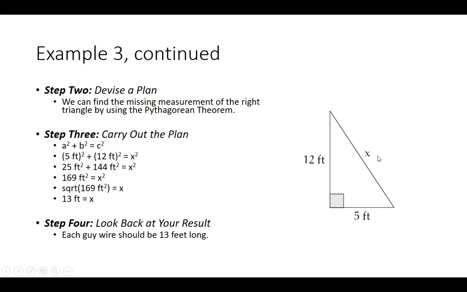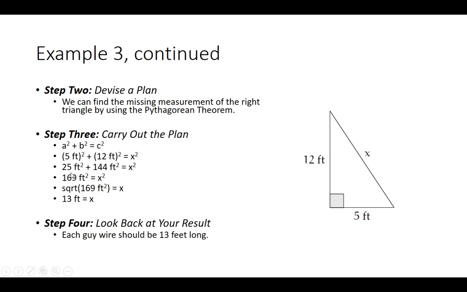We can find the missing measurement of the right triangle by using the Pythagorean theorem. a squared plus b squared equals c squared. a and b are the legs. So a is 5 feet, b is 12 feet. We have 5 feet. We're going to square that. And then we're going to add whatever the square of 12 feet is. And that's going to equal x squared, because our unknown x is the hypotenuse c.